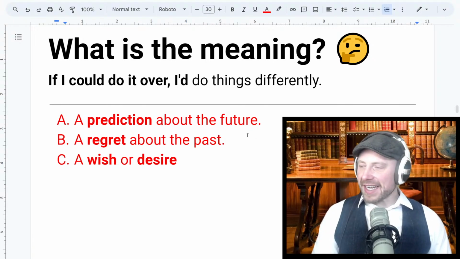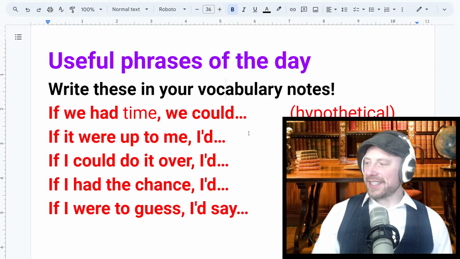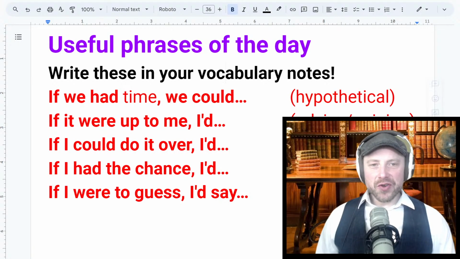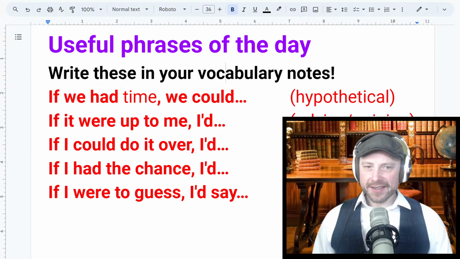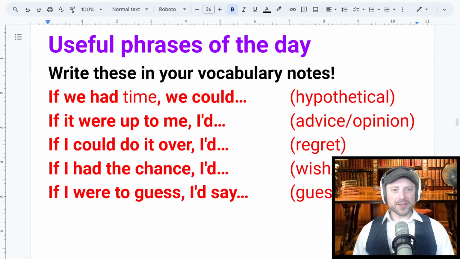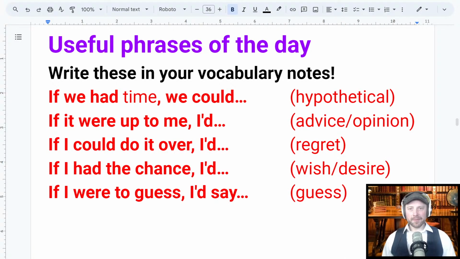So we have seen already 5 new phrases for talking to other people using the second conditional. So these are your phrases of the day. If you have vocabulary notes, then you should write these in your vocabulary notebook.